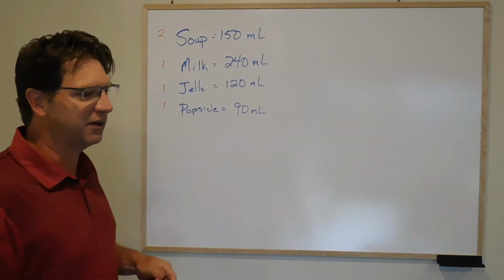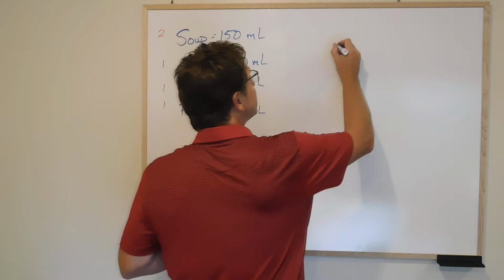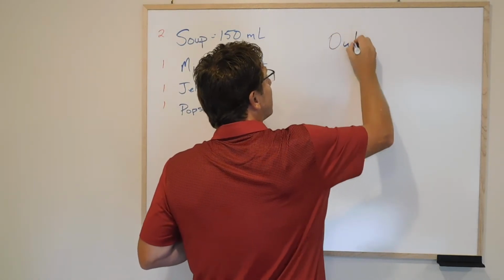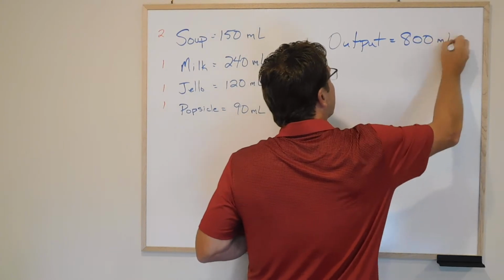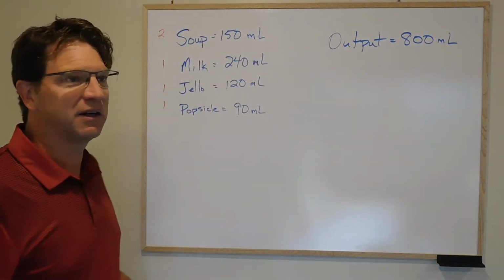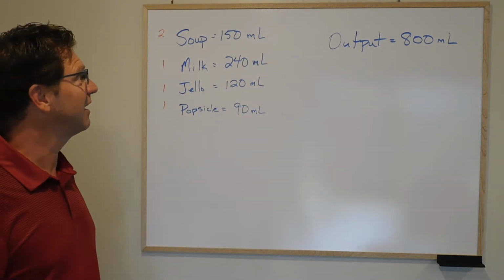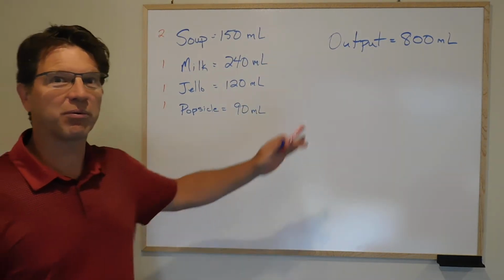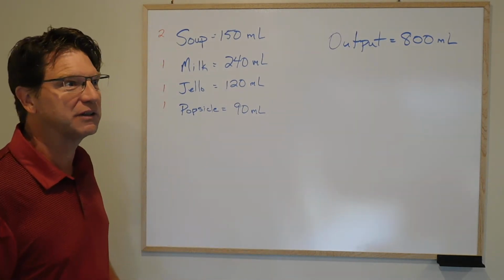So right away, you should assume that the output, which is 800 milliliters, based on how the question is written, is more than the intake. So when we do our calculations, we'll probably end up with an answer of less than 800, and that's kind of how we make sense of the questions.